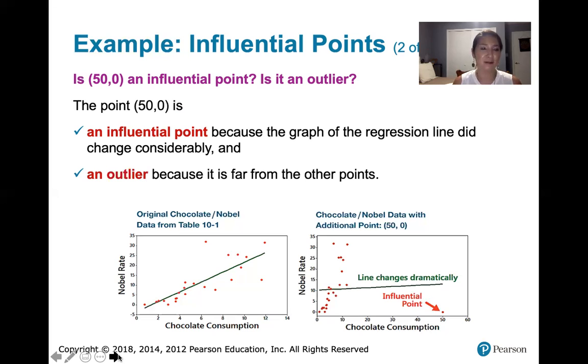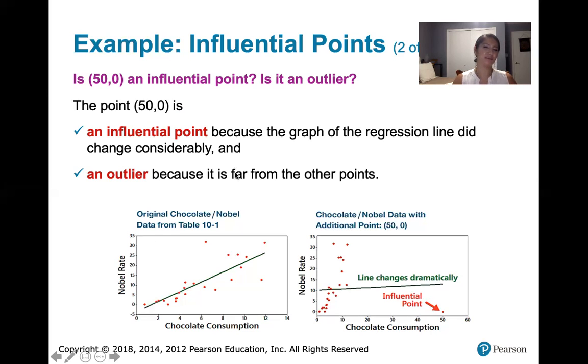Now, I realize that the outlier one is a little bit subjective. So if we're over here, some students might say that even this point is an outlier. They might think that that looks like it's far away from all the others. And that's where it gets a little bit questionable. But I think in this graph on the right, it's very clear that this point at 50, 0 is very far away from all the other points. And we can also see that the graph of the line itself changes dramatically. So in this graph, it's clear that 50, 0 is both an influential point and an outlier.